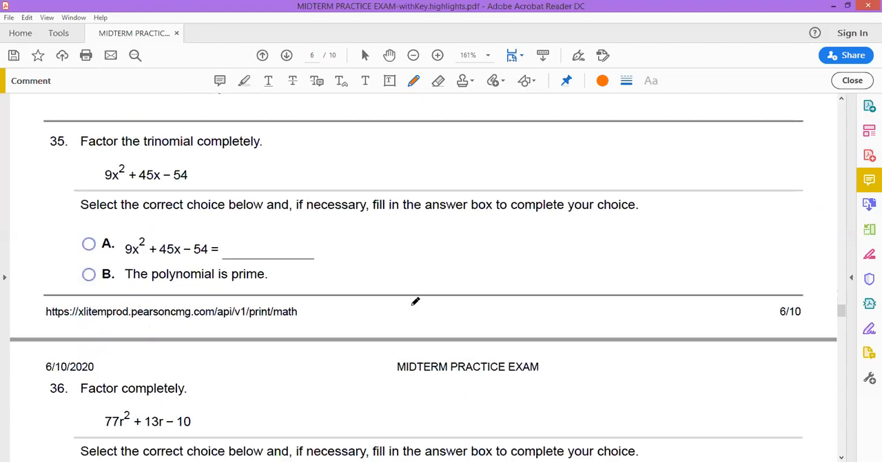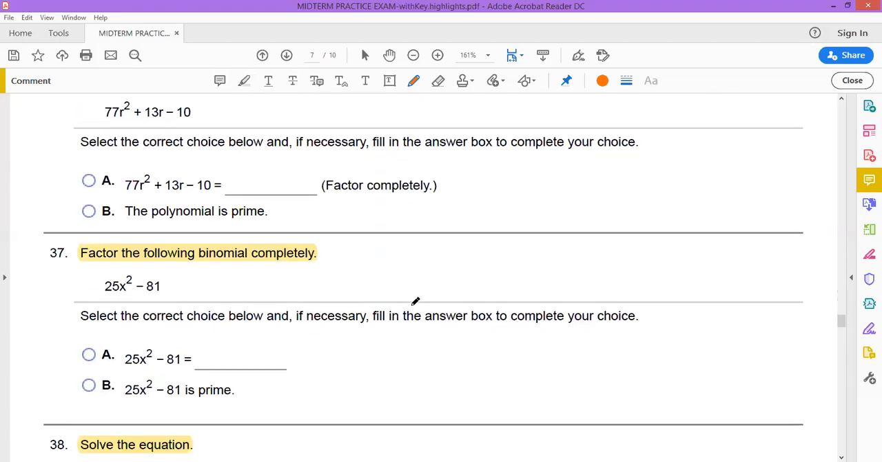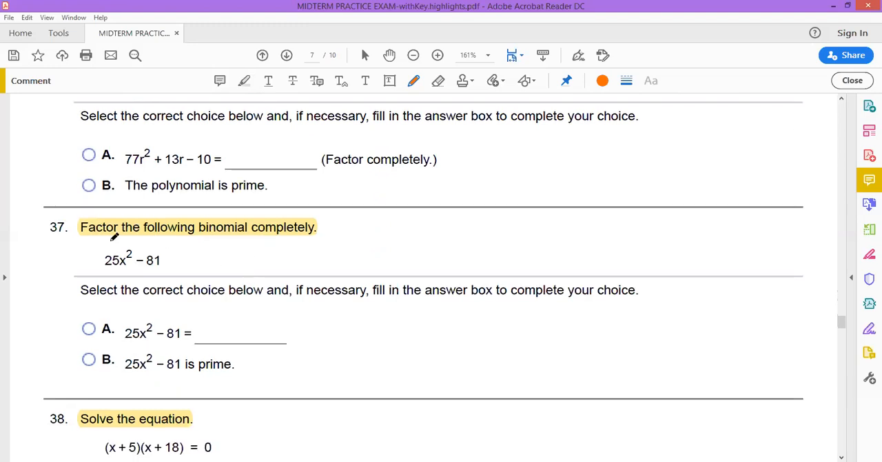All right, let's look at number 37. Now how do we factor a binomial? Now we notice that the term binomial really refers to only two terms. Whenever you see a minus in between two terms that are perfect squares, remember a perfect square is a number you get when you multiply another number by itself. So 5 squared gives us 25. That's why 25 is a perfect square.